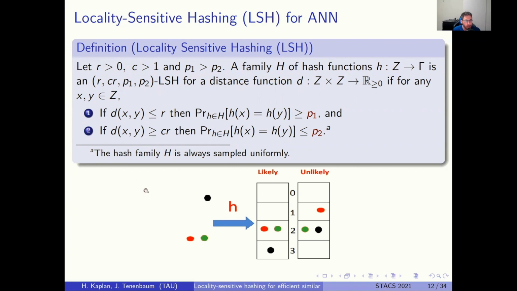if for any pair of points, if they are very close to each other, then the probability of collision over a random hash is high, namely larger than P1. And if they are not too close to each other, namely of distance at least CR, then the probability of collision is low and bounded by P2, which is smaller than P1. We demonstrate this below. We're given 3 random points from a space Z. It is likely that 2 near points collide under the same hash value, but 2 far points do not collide. And the following event is unlikely: that 2 far points collide.